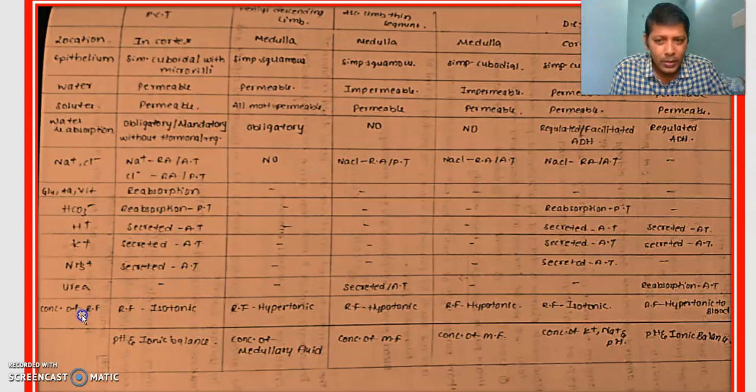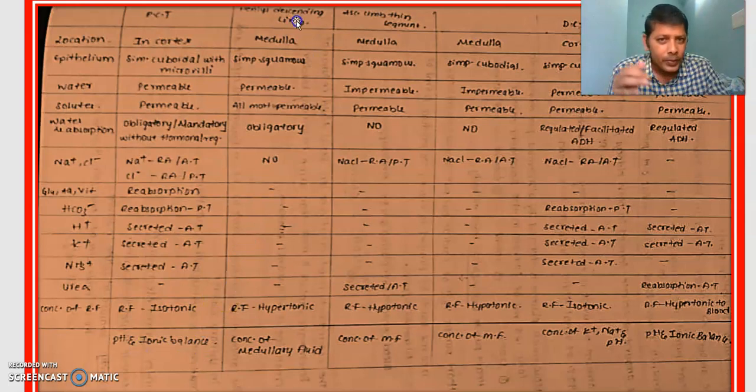Concentration of the renal filtrate here compared to our plasma: the renal filtrate is isotonic to our blood. And pH and ionic balance. How are pH and ionic balance? It maintains the pH and ionic balance of body fluid.